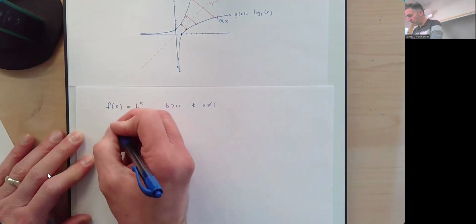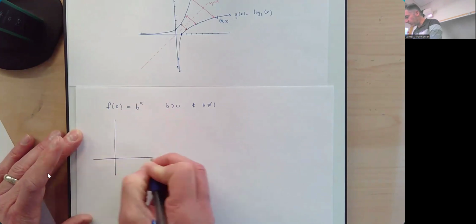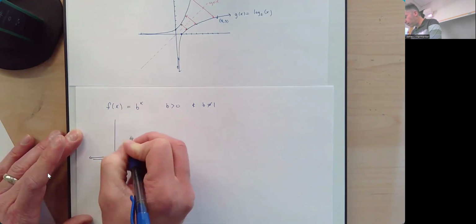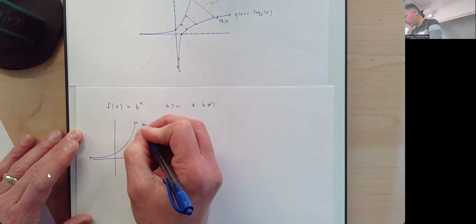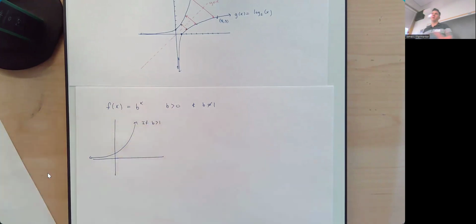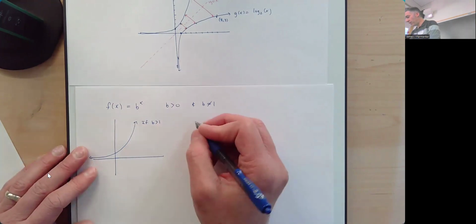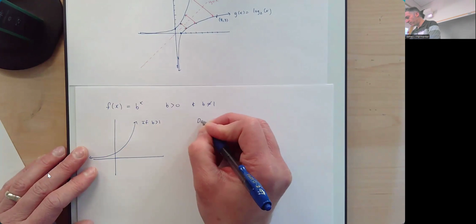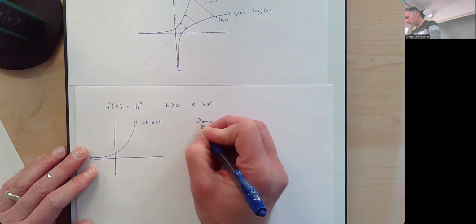So for something like this, which again has this usual exponential shape, that's if b is larger than 1, because if it's less than 1, then it goes down from left to right. But we have all the things from last time. Our domain was all real numbers.